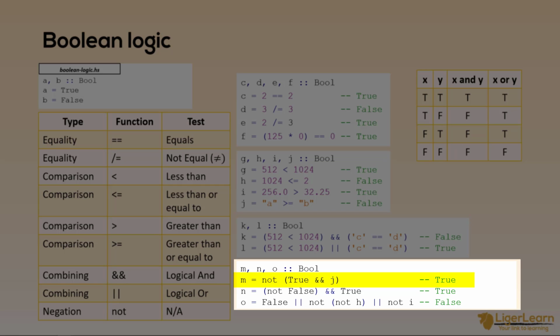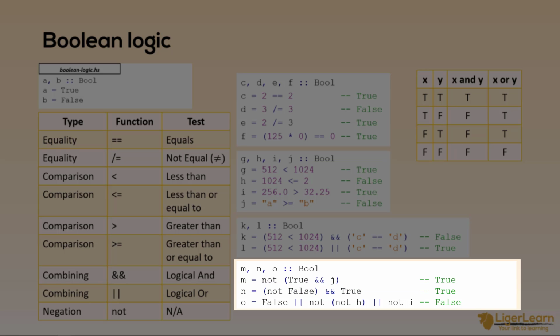M is equal to not whatever is in the brackets. So we evaluate the brackets first. We have True, which by definition is true, and J, which is false. So True and J is false, and we are negating that by using the not function, so our result is true. N is equal to not False, which is true, and True. Since we are ANDing true with true, the result is true.